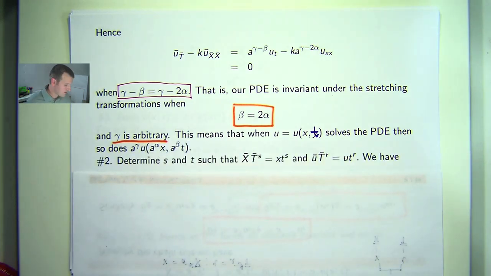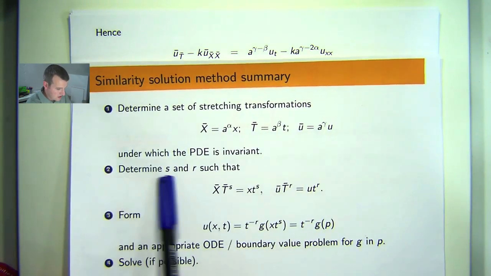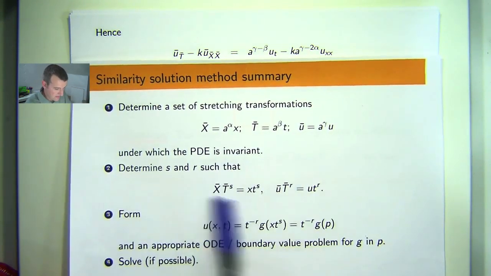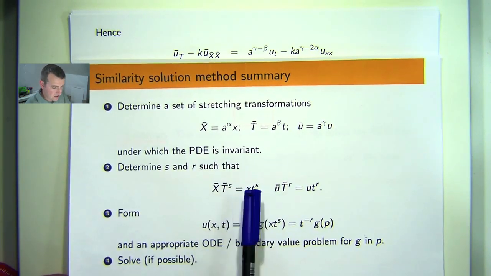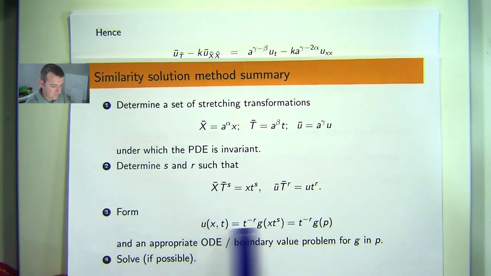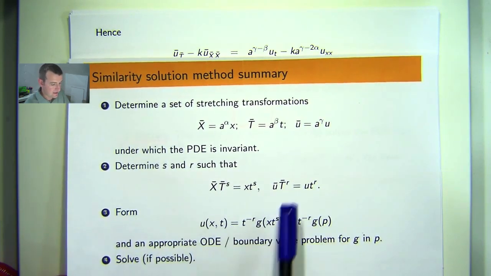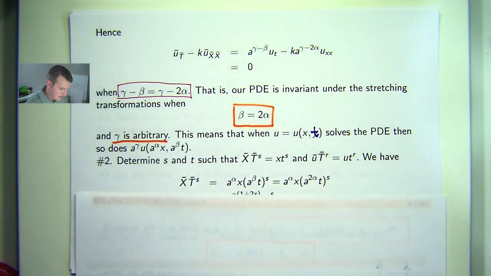Okay, step 2. Determine S and R such that these things hold. Once we've determined S and R such that these things hold, we will actually come up with a form of solution. So that's like the precursor to this.